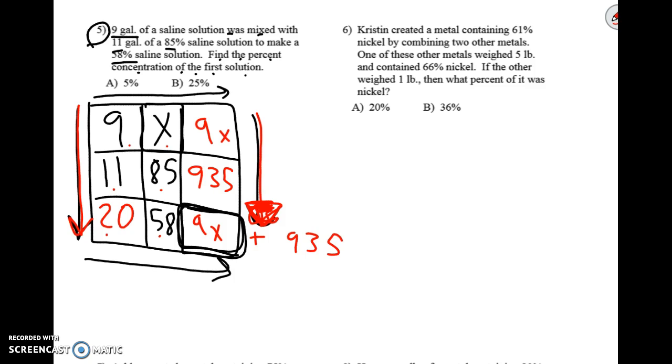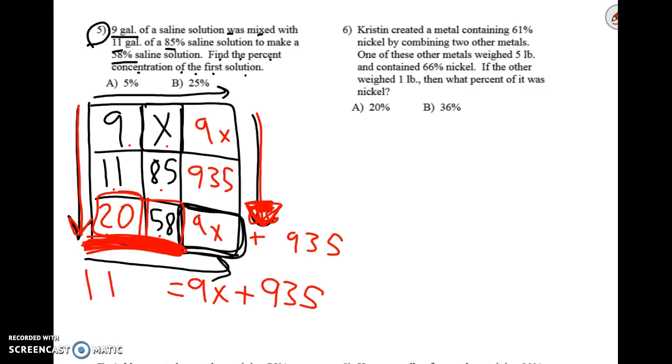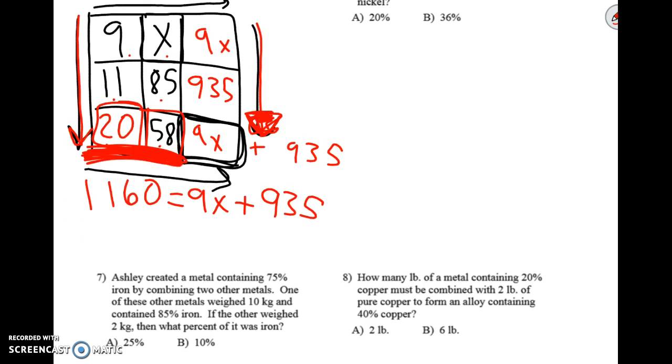So this 20 times this 58 is going to equal 9x plus 935. So I'm just going to go ahead and write 9x plus 935. And what do I do with these two? I multiply 20 times 58. And let's see, that's going to be 1,160. Okay, take away 935 from both sides. This is just a two-step problem at this point.